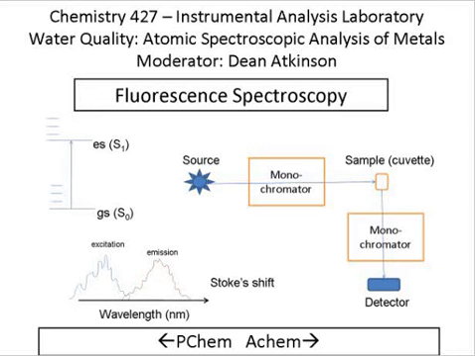So this is a couple of cartoons that are generally used to describe fluorescence spectroscopy. Fluorescence spectroscopy, of course, is when you put a photon into a molecule and get a photon back out. And so I've diagrammed here the absorption experiment, which takes a molecule from the ground state to the excited state.